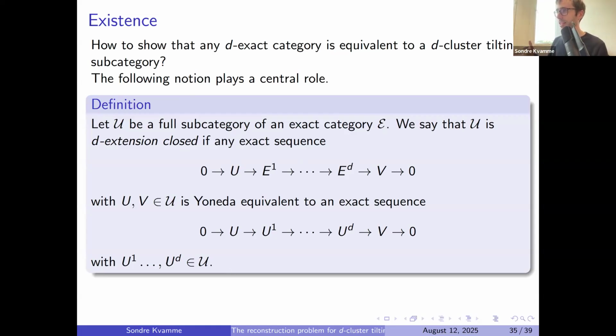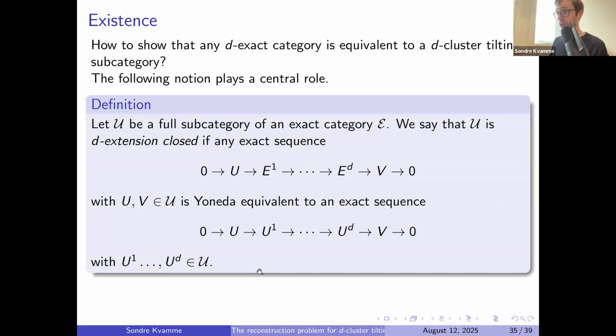So this is a generalization of the classical notion of extension closure to higher d. Note that if you required these E1 to Ed to be in U on the nose, then that would be too strong, because as long as d is greater than or equal to 2, whenever you have an exact sequence of this form, you could always just add a contractible complex of the form 0, E, identity on E, 0, and add that to the middle here to ruin any kind of property of these things being contained in our subcategory.